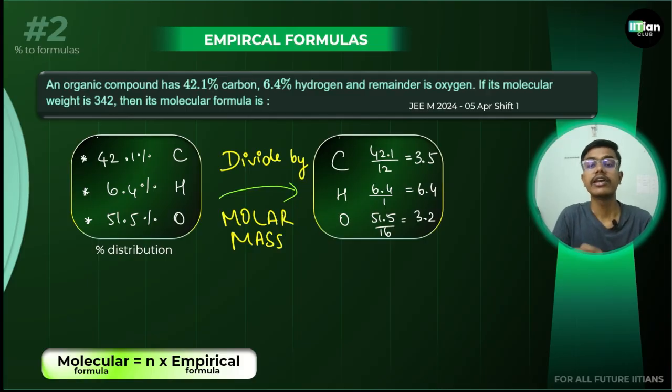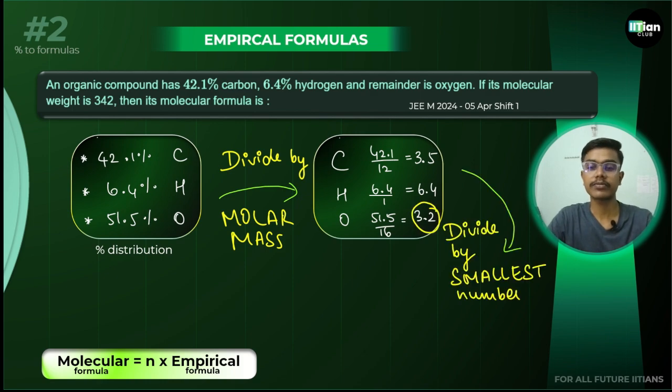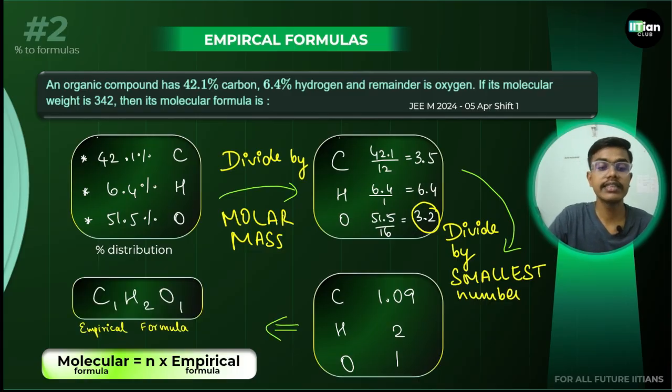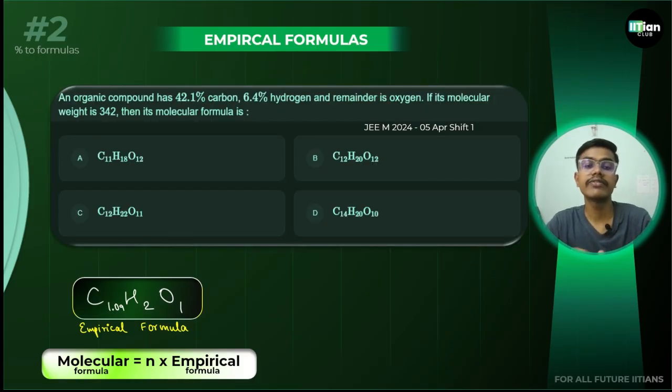Next, what you will be doing is dividing these numbers by the lowest number, that is 3.2. When you divide, you will get a number like this. For carbon it is 1.09, hydrogen 2 and oxygen 1. So you can write the empirical formula as C 1.09, H 2 and O 1. Now from this we have to deduce it, because regularly when you multiply with n, you will be getting an integer value. Here, if you are multiplying with n equal to, let's say, 11, you will get C11, H22 and O11.